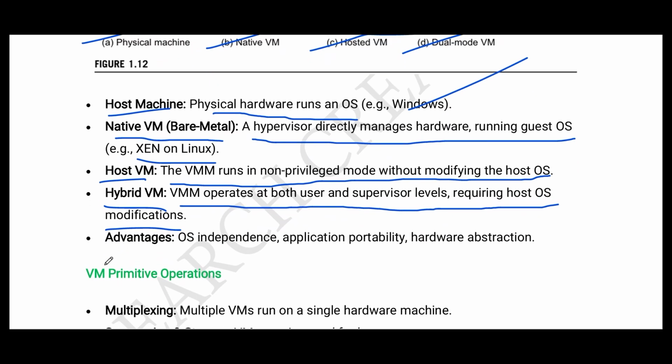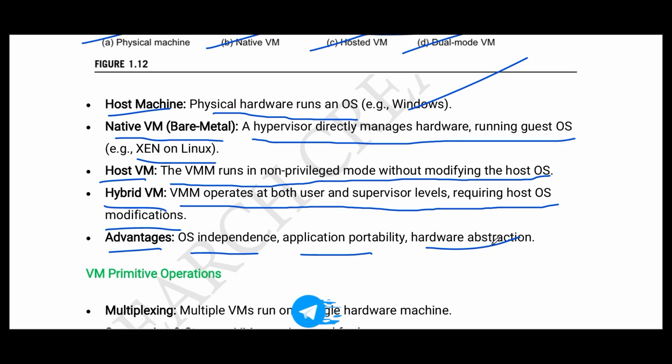Next, look at the advantages. OS independence, like an independent operating system. Application portability, where portable applications are supported. Next is hardware abstraction, where abstraction of the hardware can be done.